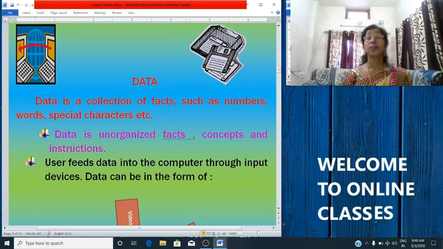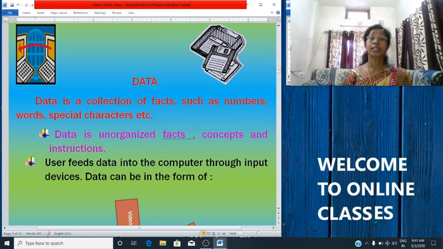First, we will see what is data. Children, you all know that a computer system cannot work on its own. We need to enter certain set of characters and instructions into the computer to make it work. These set of characters, like alphabets, digits, or special characters that represent facts and figures, is called data.